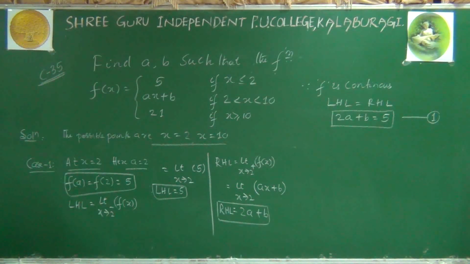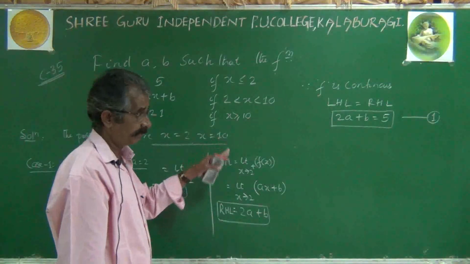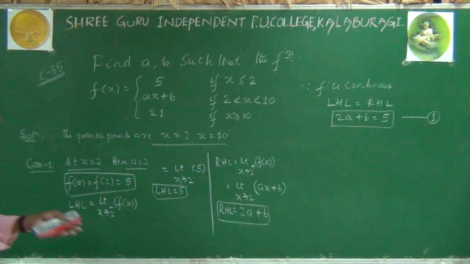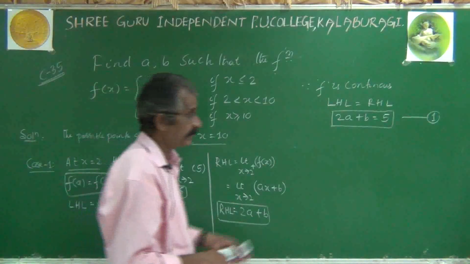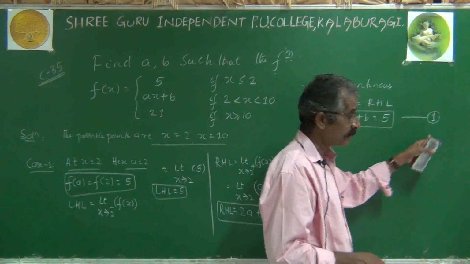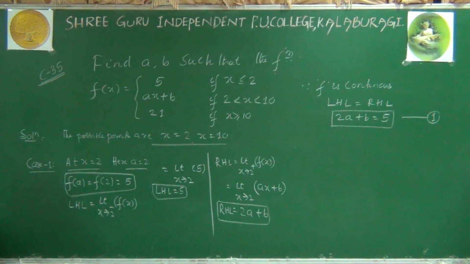Still we have another case, the second point. Second point is x equal to 10. At x equal to 10, we analyze LHL, RHL, and the f of 10 value. We will get another equation in terms of a and b, and we shall solve them to determine the values of a and b. Now write the second case.